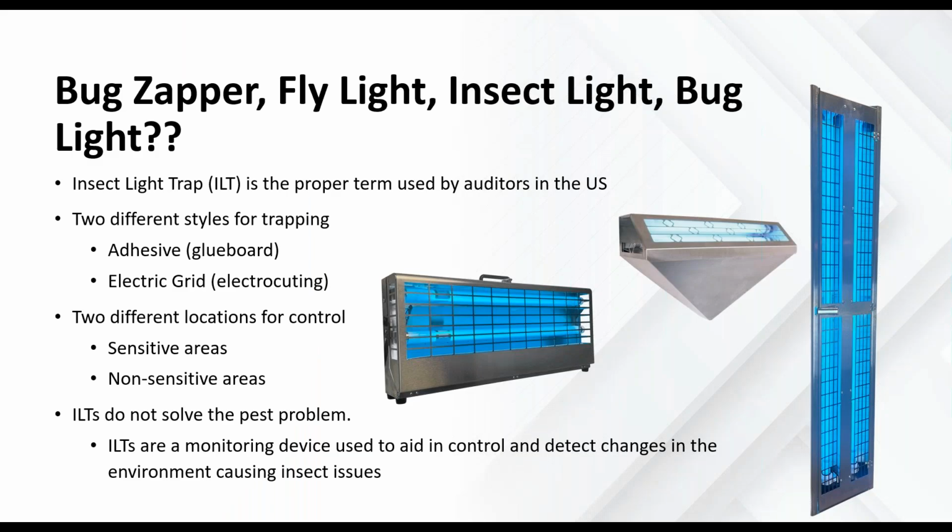So first things first. What is an insect light trap? Is it a bug zapper, a fly light, insect light, bug light? What is it? In general, the proper term used by most auditors in the U.S. is insect light traps. You may have seen EFKs, things like other terms as well, fly lights. But the most proper term that is typically used is ILTs.